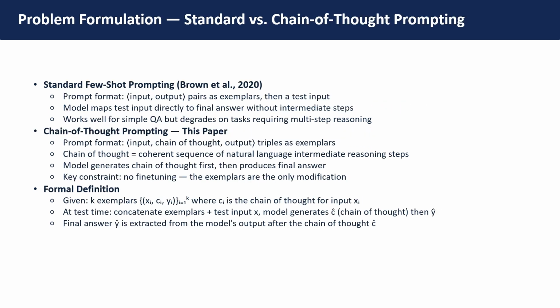Now, let's formally understand the difference between the baseline and the proposed model. In standard prompting, the model directly maps input to output, and no reasoning is shown. This works for simple tasks, but fails when multiple reasoning steps are needed. In chain of thought prompting, each example includes input, then reasoning steps, and the final answer. The model learns to generate reasoning first and then the answer. So instead of compressing reasoning into one step, we explicitly guide the model through intermediate steps. And this is the key conceptual shift of the paper.